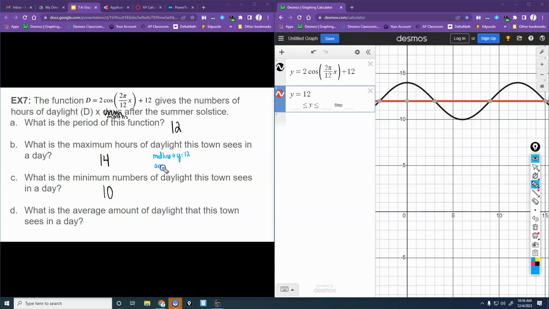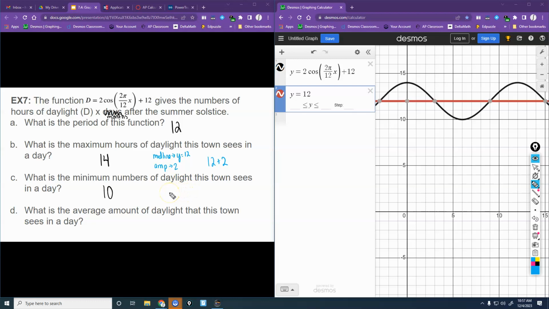And my amplitude is 2. So for this, if I don't have the graph, I could just do 12 plus 2, which gives me the 14. Right? Because it's the distance from, I'm going from the midline up to that highest point.